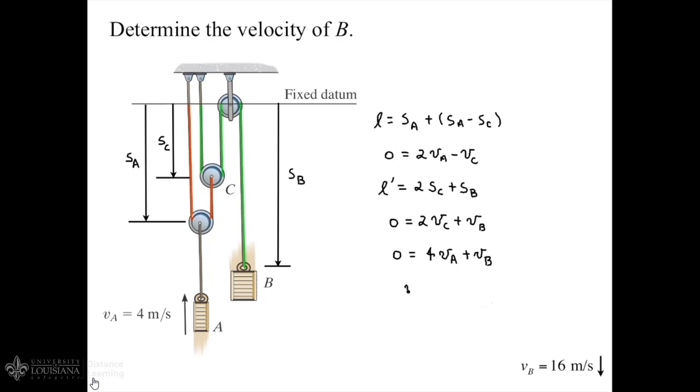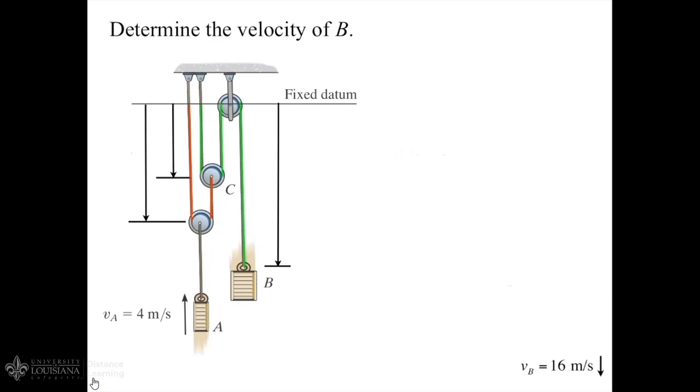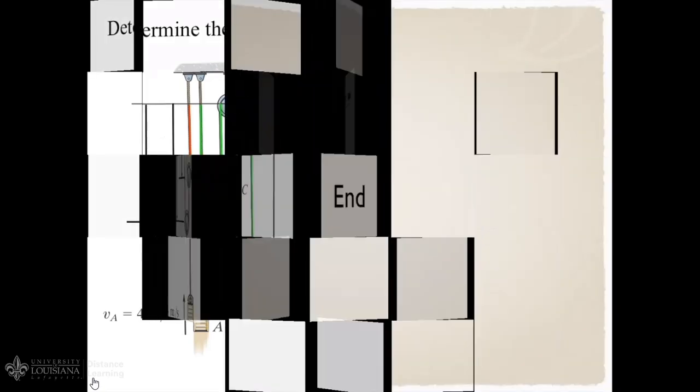V of B is equal to minus 4 times V of A, minus 4, because obviously V of A is going upward. When you work this out, of course, you get your result. It turns out to be positive 16 meters per second. Indeed, block B will be moving downward at 16 meters per second when A moves up at 4 meters per second. And so having completed the problem, we'll end our lesson.